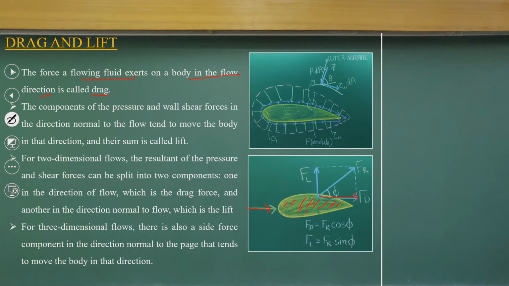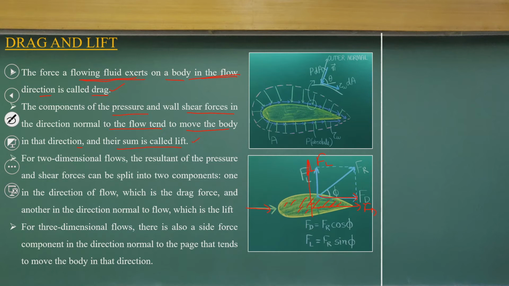aerofoil, where we can compute the drag forces, which will be the force of flowing fluid exerted on a body in the flow direction, called the drag force. Just perpendicular to that force is the lift force. So, you have a lift force, you have a drag force. As you know how the boundary layer formations happen, how the flow separations happen, all we discussed in the boundary layer class. The component of the pressures and the wall shear stresses in the direction normal to the flow tends to move the body in that direction, and their sum is called the lift.